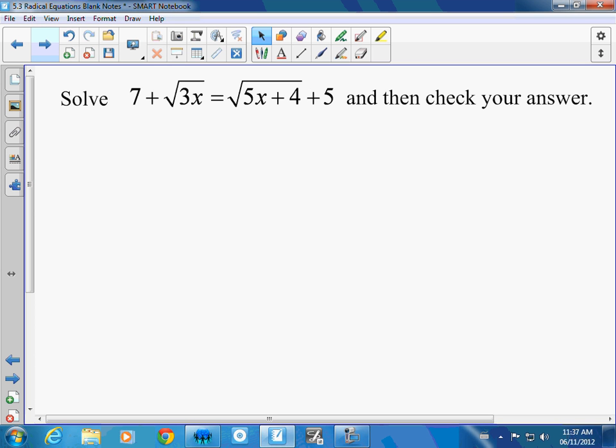So if you see a question like this where there's 2 radicals, you're probably going to have to square it twice to get to the answer. If you see one with 1 radical, you're probably only going to have to square it once. Is that it? You're not going to get that.